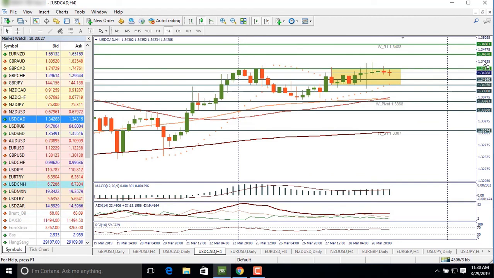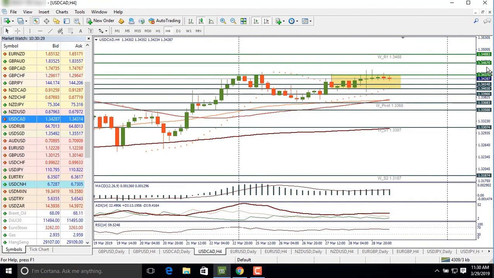Otherwise, we may see the pair rising above the resistance at 134.37, and the next resistance to be focused on lies at 134.67. And if this level is broken, we may see the pair testing the resistance at the weekly pivot at 134.88.